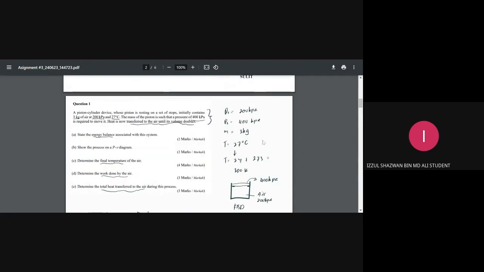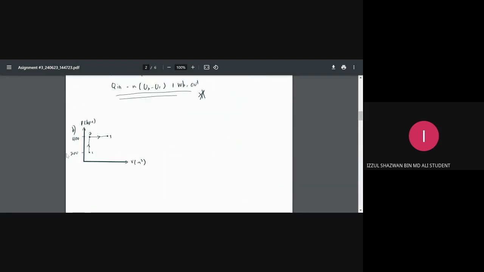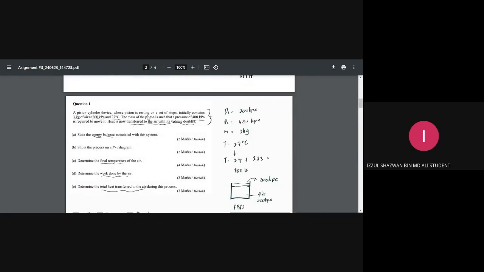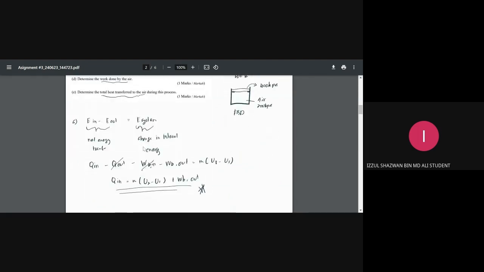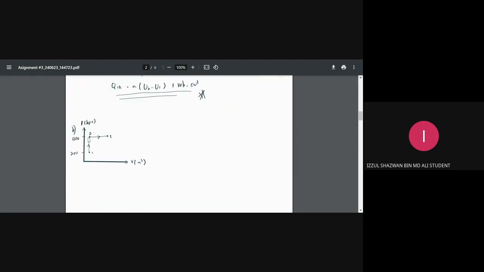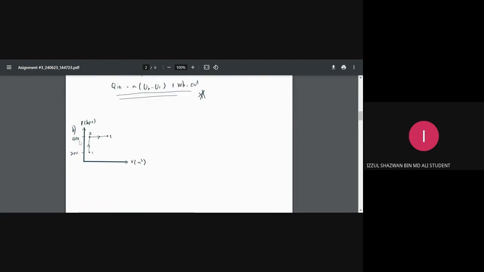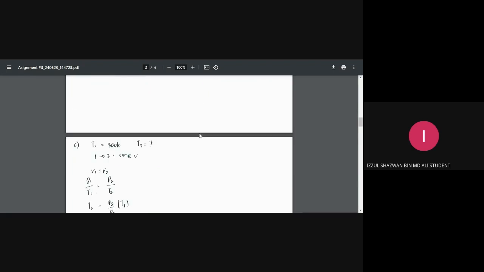And then question B asks us to show the PV diagram. This is the PV diagram that we will draw. The reason is that from 1 to 2, the volume is constant, because the piston requires 400 kilopascal in order to move. And from 2 to 3, because of the heat transfer to the air, the volume is double. That's why the pressure will be constant at that point.